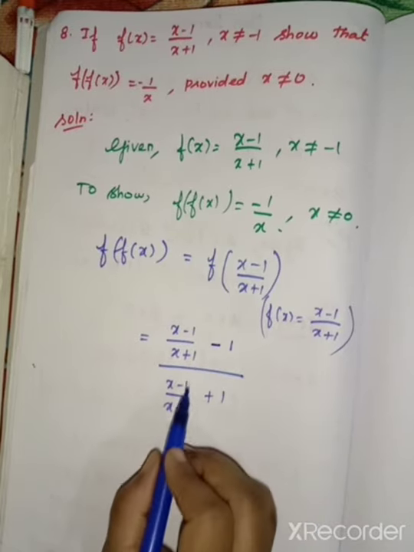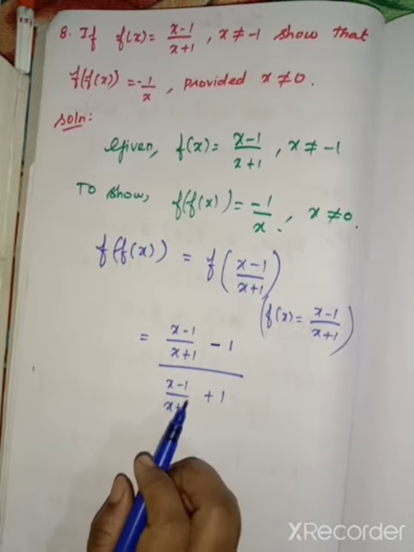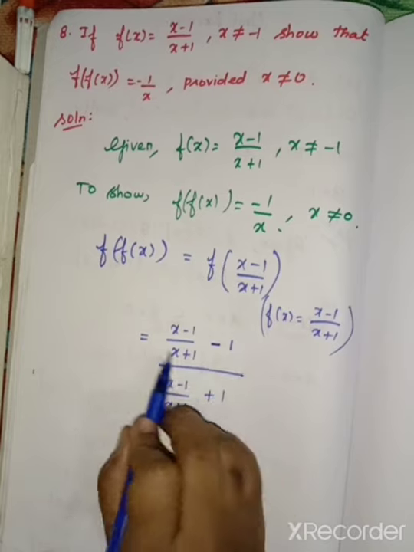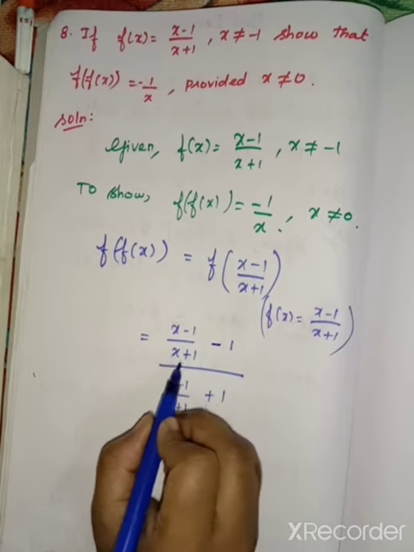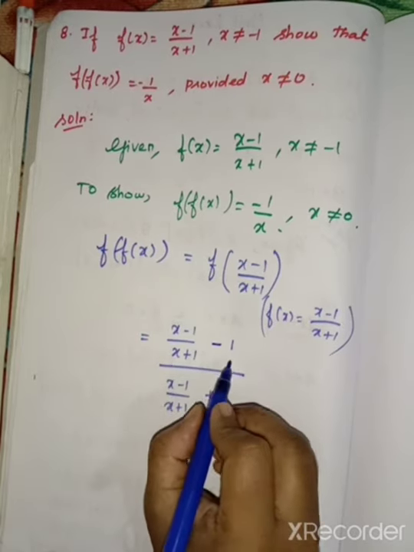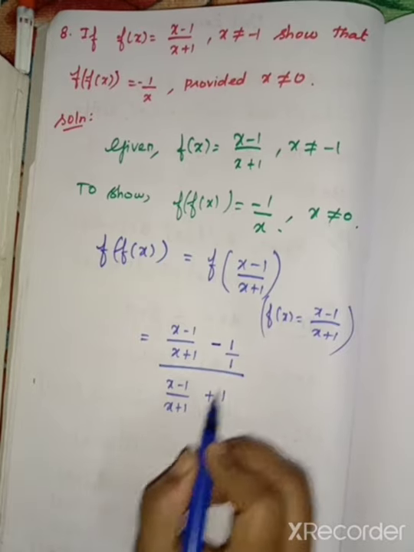So here we have 1, 2, 3 denominators are there. So first of all, we want to solve the numerator. Here we have the denominator, that is x plus 1. Here we have the denominator, that is 1.